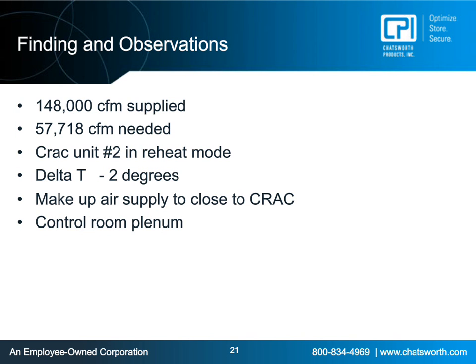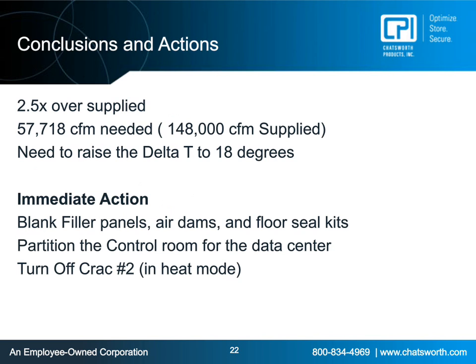Their makeup air was too close to that CRAC unit, and that was the one that was shooting into that CRAC unit, unit number two. And their control room was on the same plenum as their data center, and it was screwing up all the values. So we really told them to partition that off. So here were their conclusions and actions. They were at least two times over, or 200%. I like saying that word better because 200% sounds like a better number. But at least two and a half times oversupply.